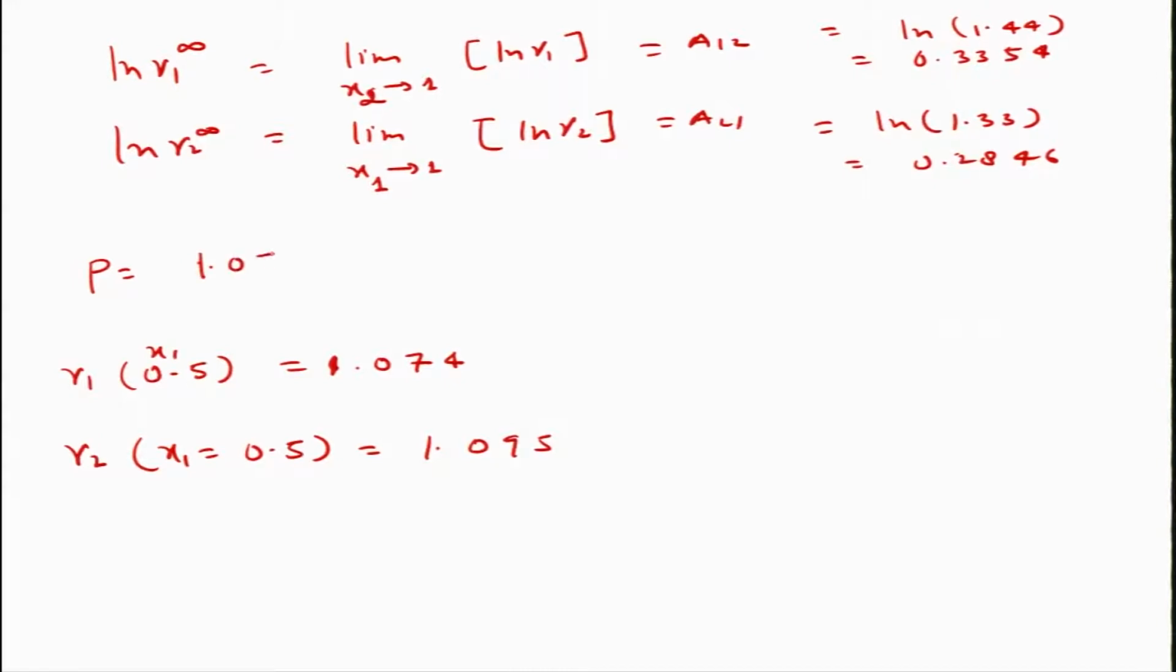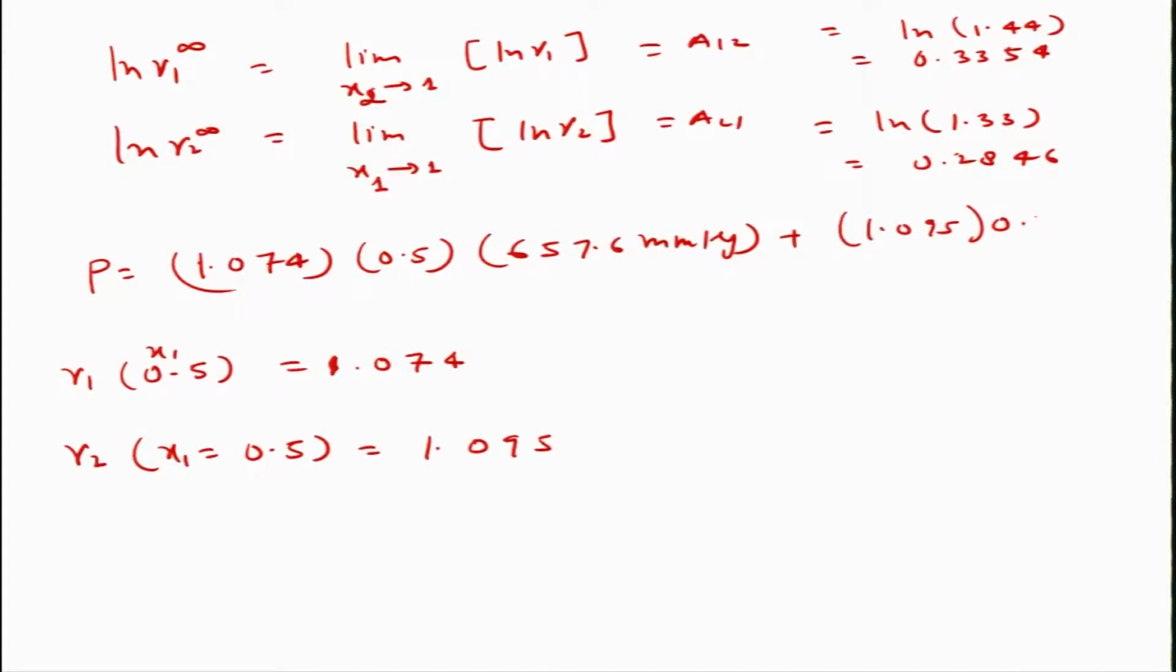So, this will become 1.074 times 0.5 times 657.6 mmHg plus 1.095 times 0.5 times 243.3 mmHg. So, this is going to be 486.9, which is basically the bubble point pressure. It tells you that it is above the system pressure. Okay. So, which essentially still does not address our problem. So, we will also be finding out the dew point pressure.